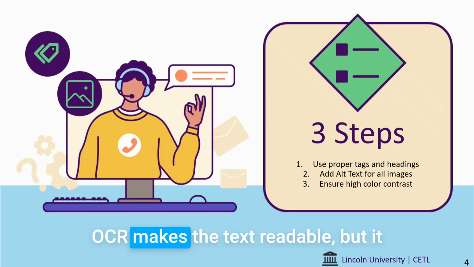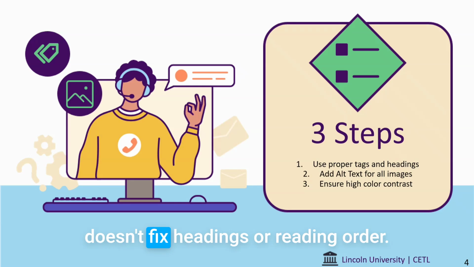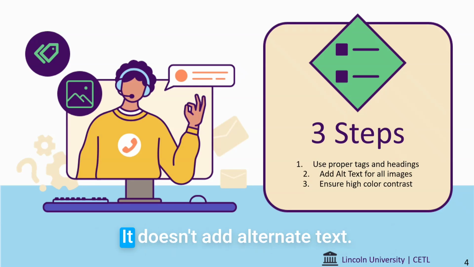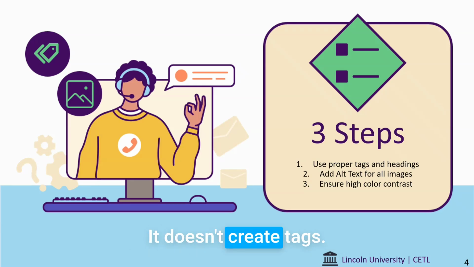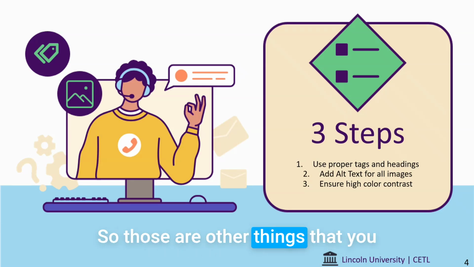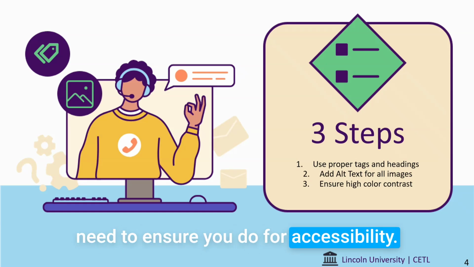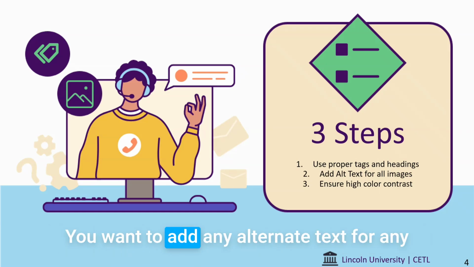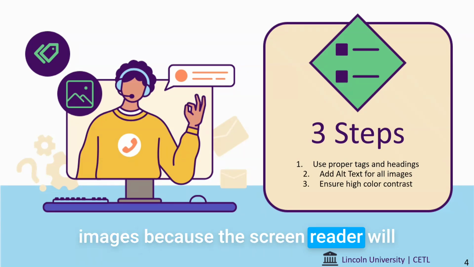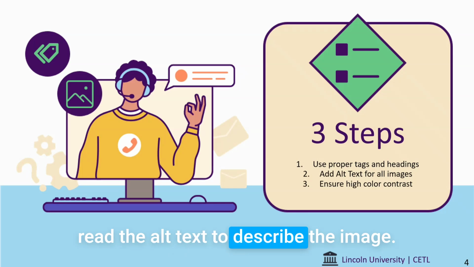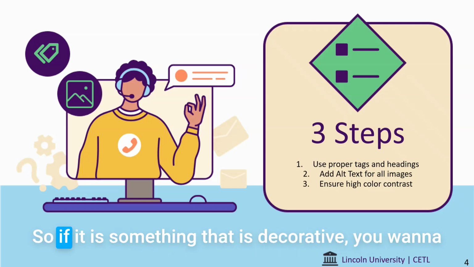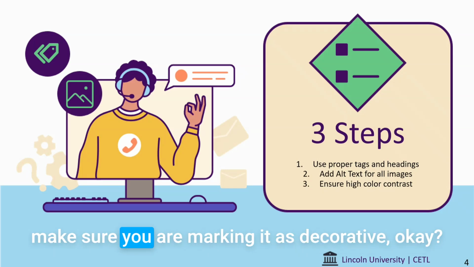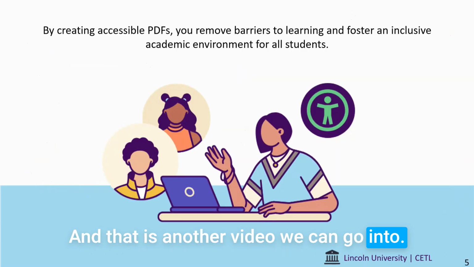OCR makes the text readable, but it doesn't fix headings or reading order. It doesn't add alternate text. It doesn't create tags. Those are other things you need to do for accessibility. You want to use proper tags and headings. You want to add alternate text for any images, because the screen reader will read the alt text to describe the image. If something is decorative, you want to make sure you are marking it as decorative. That is another video we can go into.